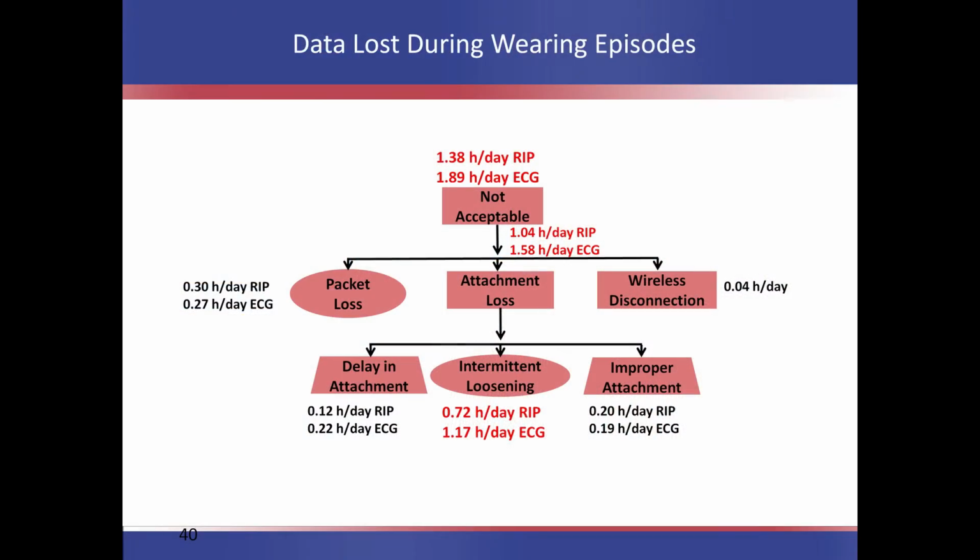So we investigated why it is not good quality. The primary reason is not wireless packet losses or wireless disconnection. It is actually the attachment loss, and even in the attachment loss, it is the intermittent loosening. While a person is walking or going about doing various things, the respiration band may slip, or the electrode may become loose over time. So it's mostly lost in the attachment issues at this point.